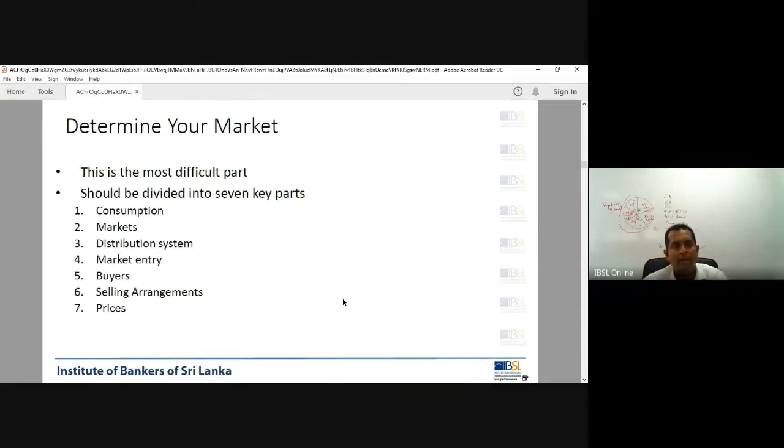Determining your market is difficult, right? But you need to look at these 7 points when you are talking about the market. Consumption, right? The consumption pattern of sugar.